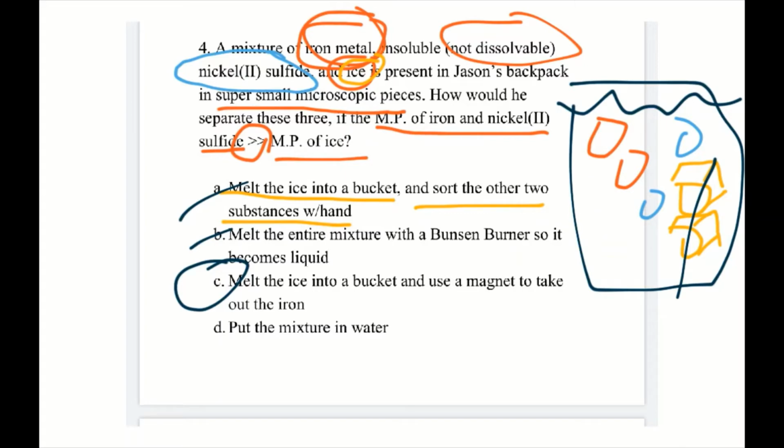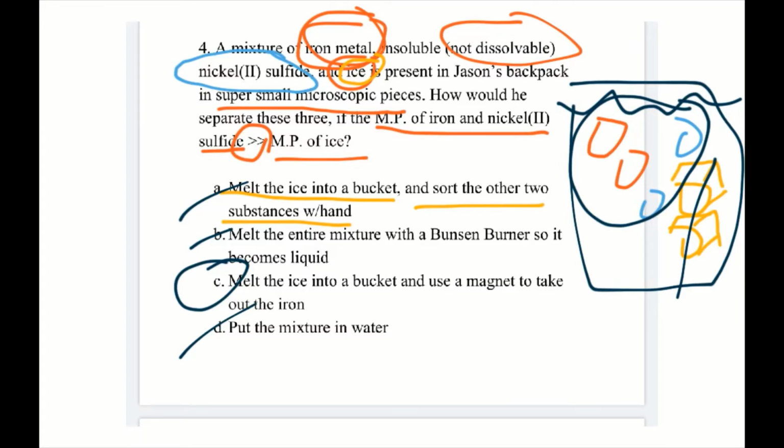And remember, they are still inside the water, and nickel 2 sulfide is not dissolvable in water, so it'll stay there, and iron, based on common sense, will not dissolve in water, because you can try it yourself. Take a metal spoon, put it in water. Will it dissolve? Nope. So these 2 will stay in the water, and they will not be separated, so thus you have failed your task. So D is not a correct answer.